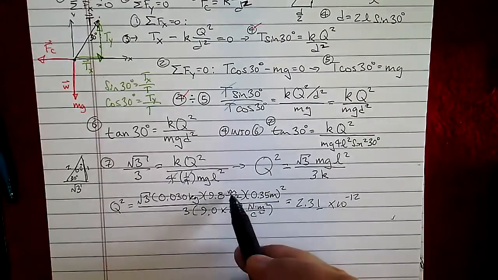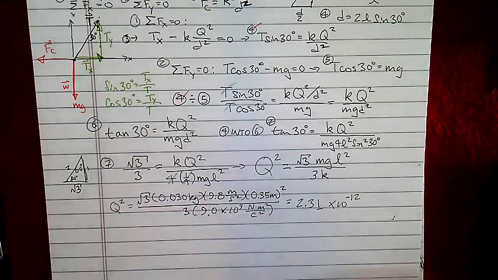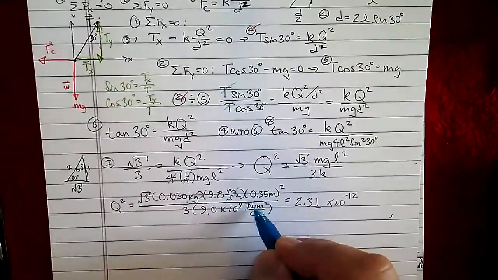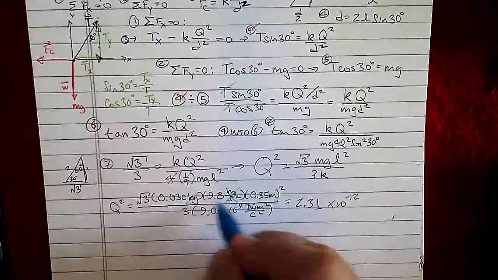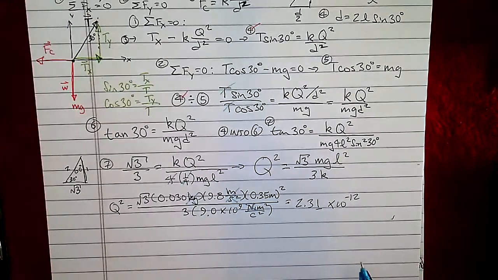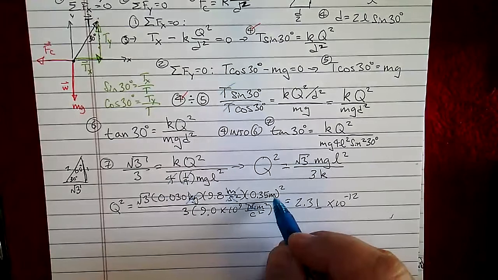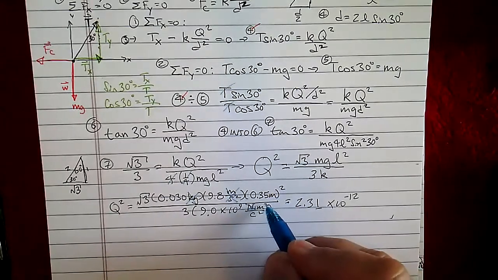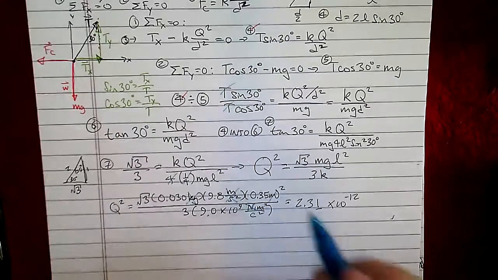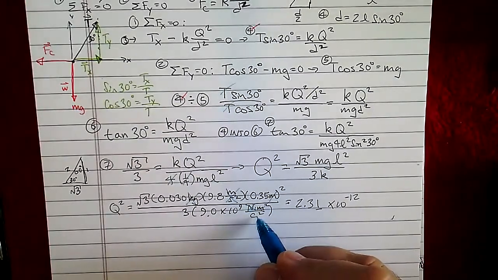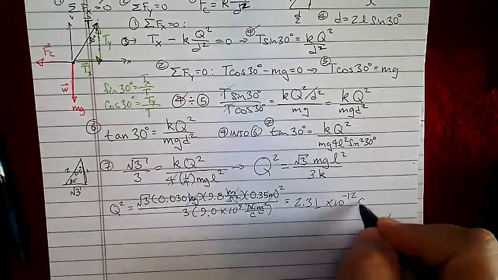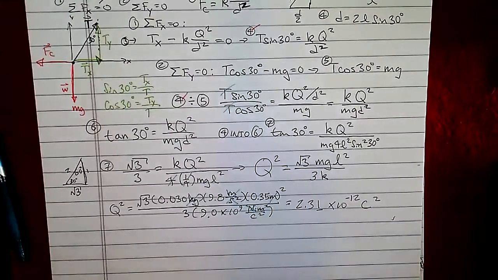The kilogram meter per second squared, all that is the same thing as a Newton. So kilogram meter per second squared cancels out with a Newton. This 0.35 meters squared gives me meters squared, so that's going to cancel out with that unit. And then all I have is a Coulomb squared in the denominator of the denominator, which means a Coulomb squared. So we in fact get exactly the unit we expect and hope for, which is Coulomb squared.